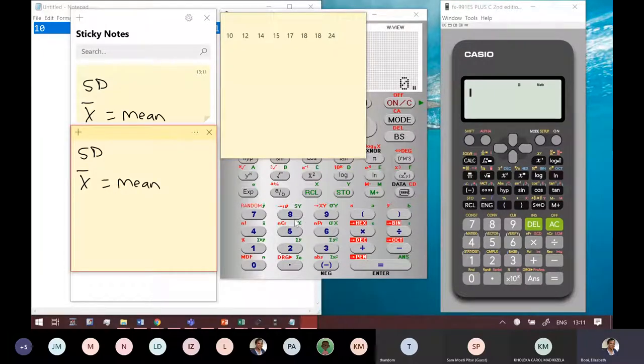And we also have the SX, which will calculate the standard deviation. SX calculates the sample standard deviation. So those are the buttons we're going to be using, but I'm also going to introduce this one. This sigma X on button number 6 calculates the one that looks like this. Sigma X calculates the population standard deviation.